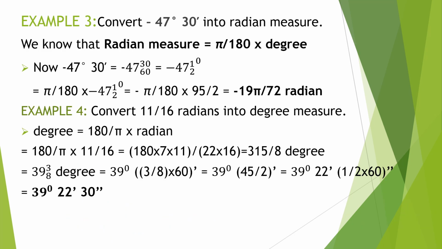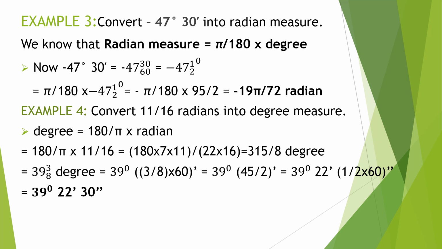Example 3. Convert minus 47 degree 30 minutes into radian measure. We know that radian measure is pi upon 180 into degree. Now, how much degrees are given? Minus 47 degree 30 minutes. So again 30 minutes we'll have to convert into degrees. So 30 upon 60 degrees, which is minus 47 half degree. Pi upon 180 into minus 47 and half will give you minus 19 pi by 72 radians. Just simplify this, you will be getting this as minus 19 pi by 72 radian.